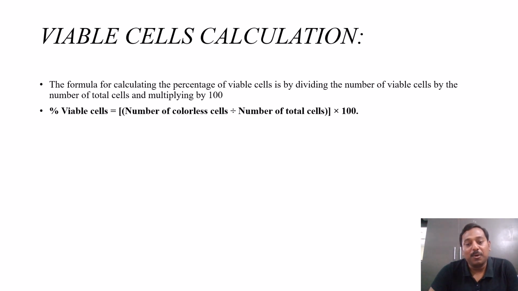So when you're making the count, you have to count the colored cells, which are the damaged or dead cells, and the colorless cells separately. So when you do that, you could apply that to this formula. Percentage viable cells is equal to number of colorless cells, which are actually the viable cells, divided by total number of cells. Here you will add both the colored cells as well as the colorless cells, and this should be multiplied by 100 because the viability is always given as a percentage.